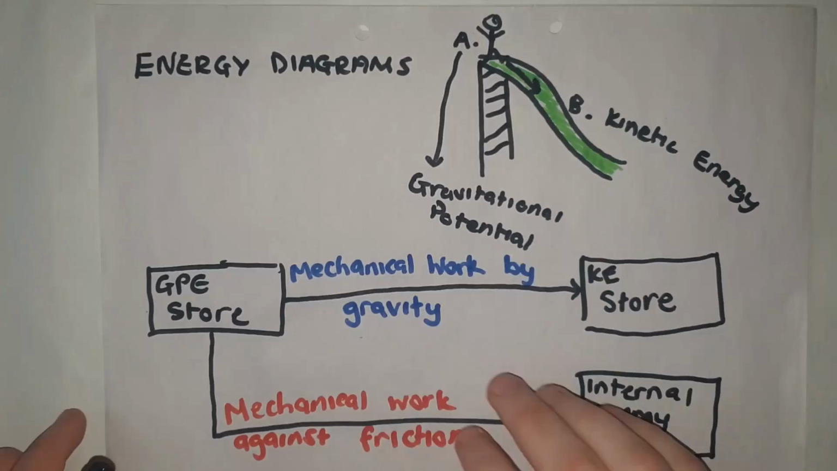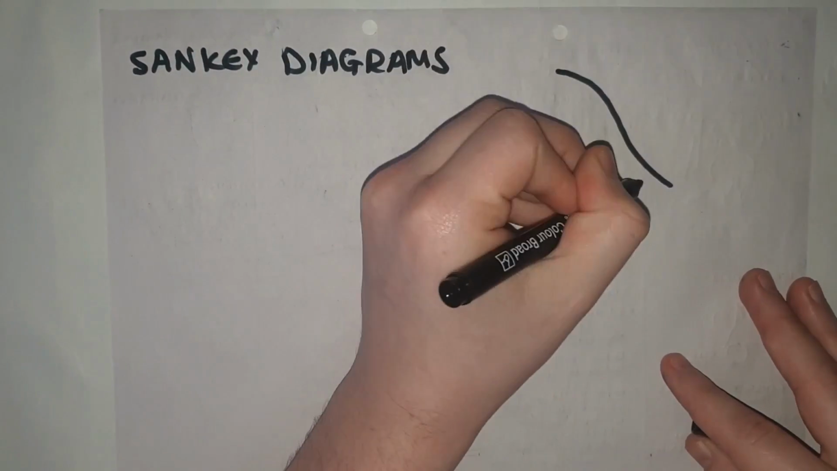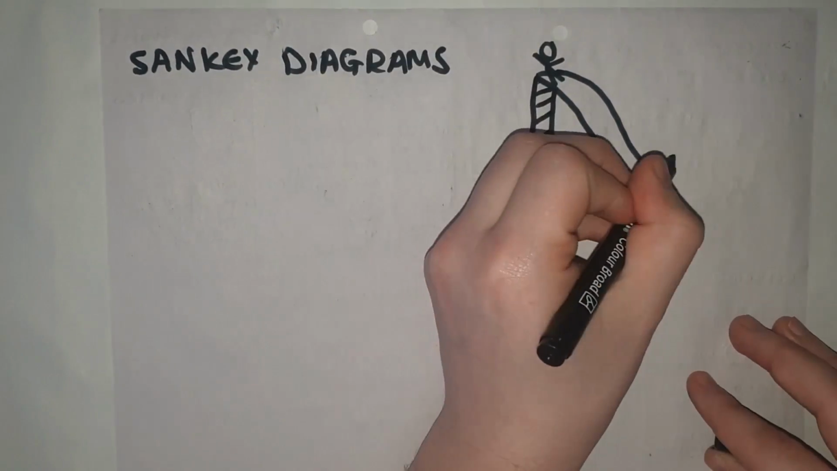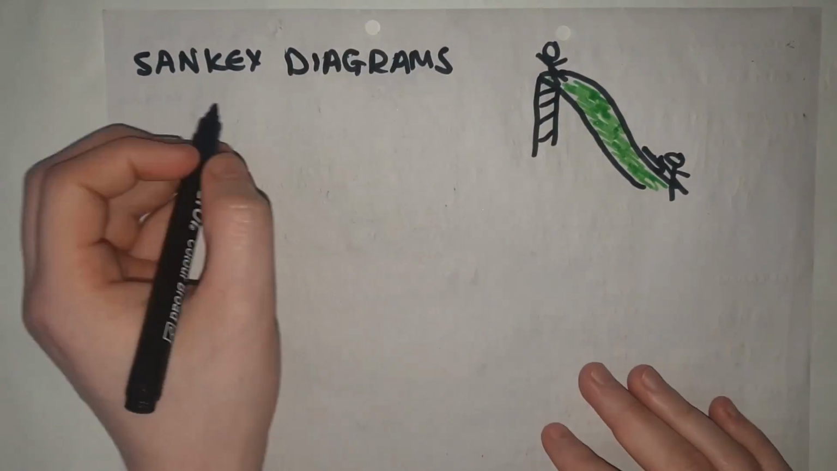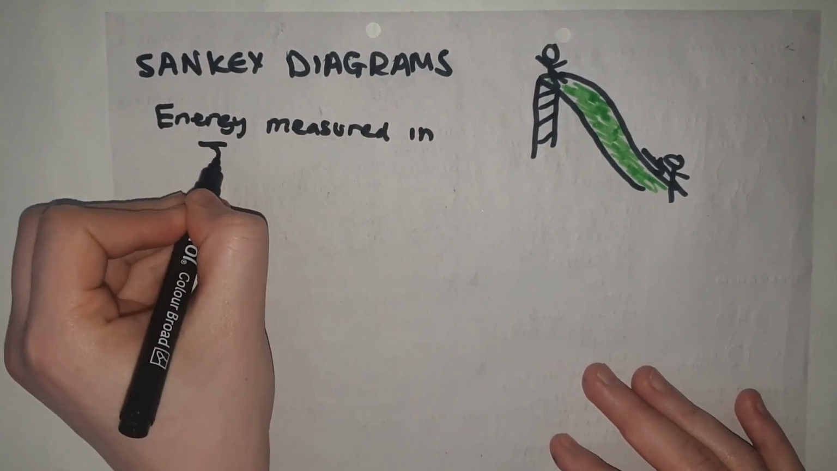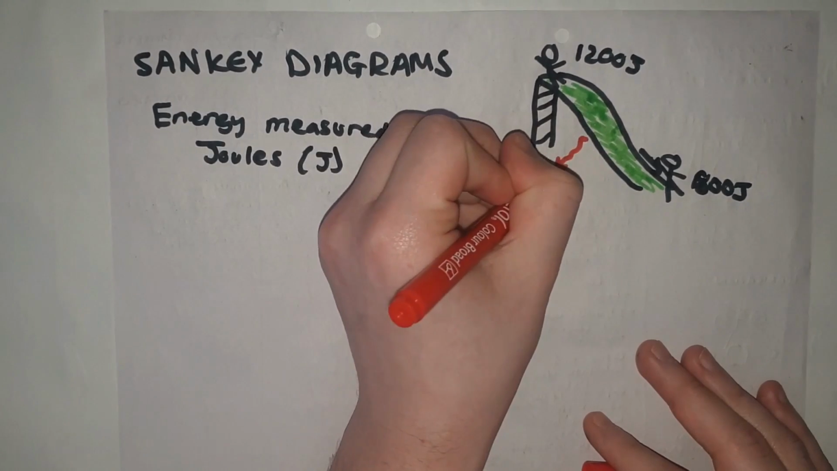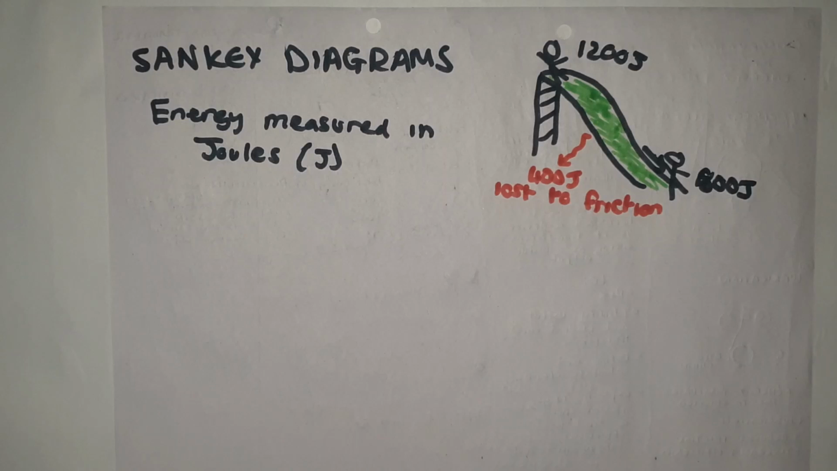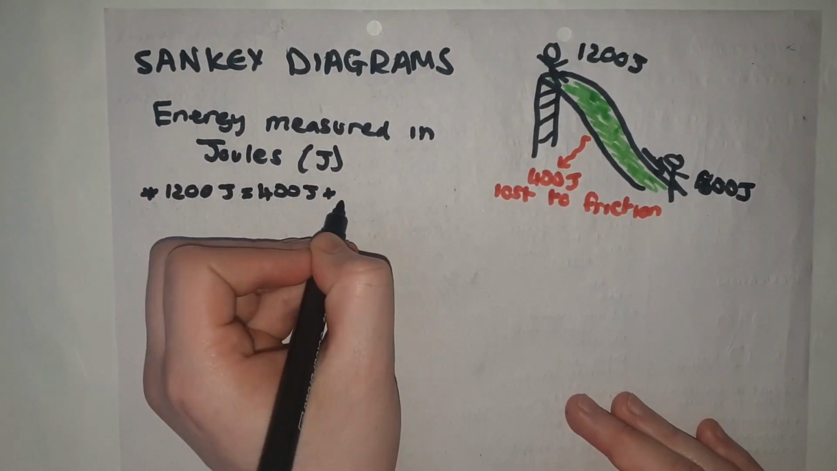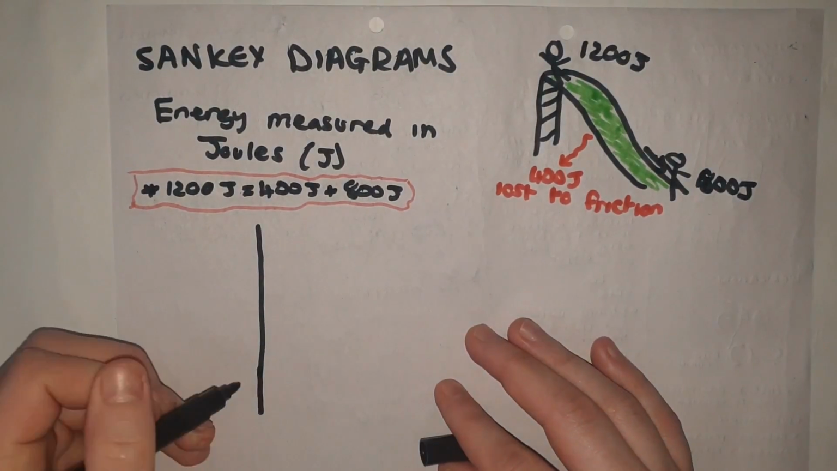If we want to represent the amount of energy transferred, then we need to use a Sankey diagram. So we will look at the same situation of a child going down the slide, but this time we'll put numbers to it. Now remember, energy is measured in joules. So let's say at the top of the slide, the child has 1200 joules of gravitational potential energy. When he gets to the bottom of the slide, he will have 800 joules of energy stored as kinetic energy, and 400 joules of energy would have been lost due to friction. Notice that the energy at the start adds up to the energy in the kinetic energy store and the internal energy store. This is because energy is conserved.